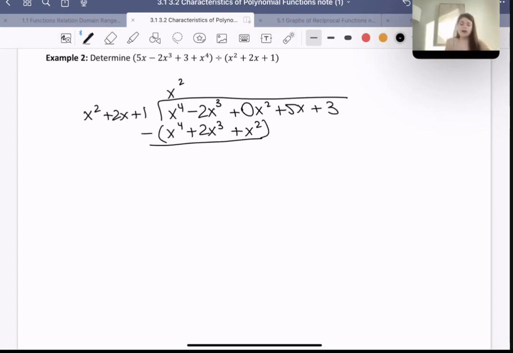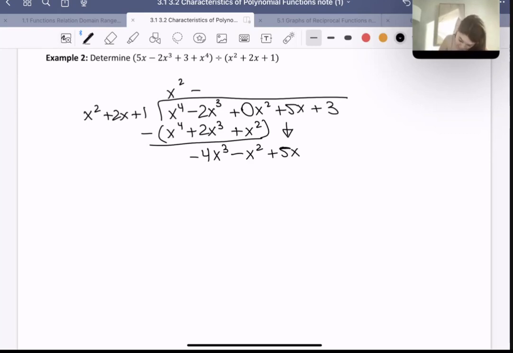So x to the power of 4 minus x to the power of 4 is 0, so we can ignore that part. Negative 2x cubed minus 2x cubed is going to be negative 4x cubed. A lot of people would have just seen this and been like, oh, they cancel. But no, unfortunately, it's negative, a positive thing. And so it's just going to end up being negative 4x cubed. And then we have 0x squared minus x squared, which is just going to be minus x squared. Okay, and then we're going to bring down the plus 5x.